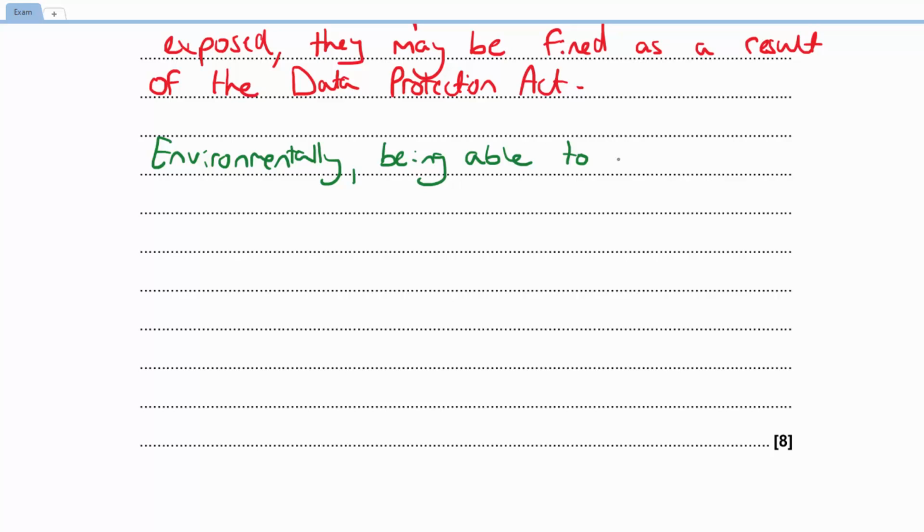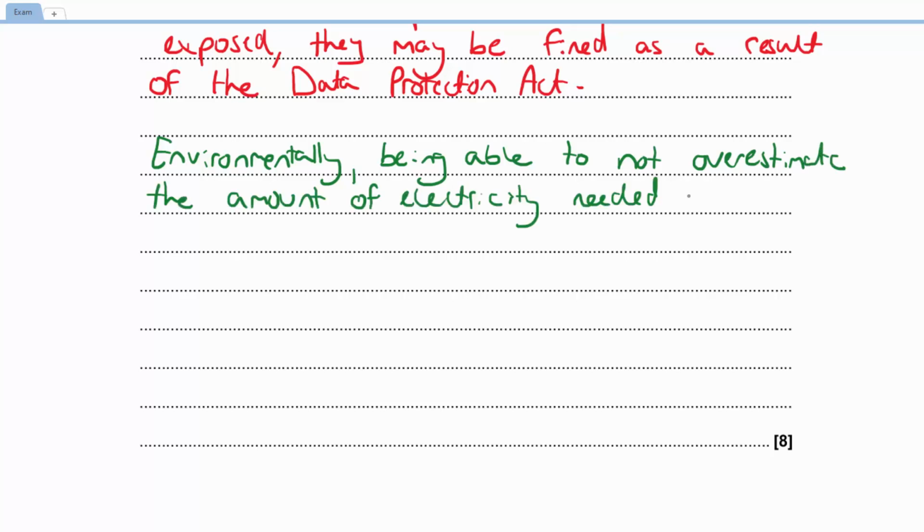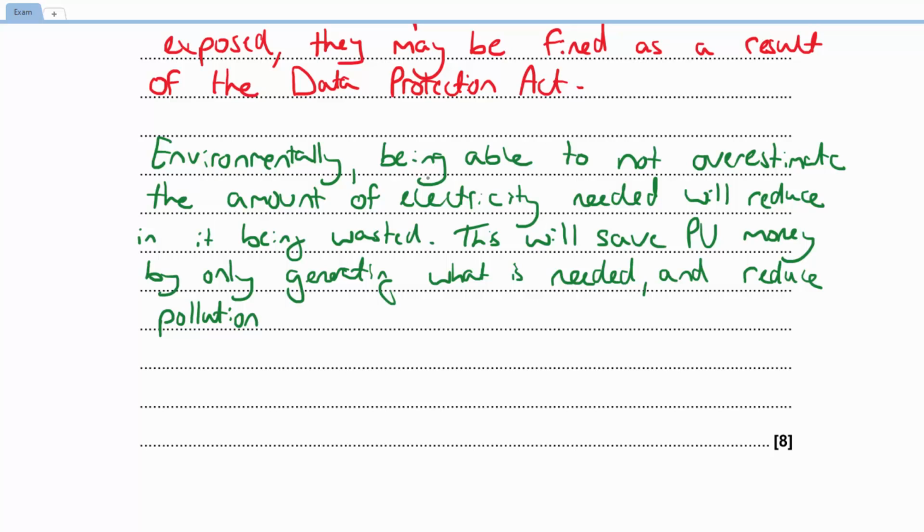Being able to not, should we say, overestimate the amount of electricity needed will reduce it being wasted. So not only will this save a company money if they're not burning more coal or turning on a nuclear power plant for no reason, but also it will be good because if it is something like coal, it will have that polluting effect on the environment. So what I've said is, I want to make sure I've written it coherently or somewhat coherently. So being able to not overestimate the amount of electricity needed will reduce it being wasted, and this will save the company money by only generating what is needed and reduce pollution.